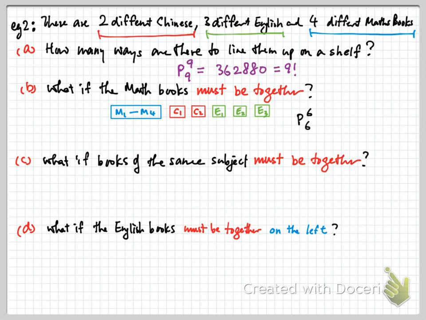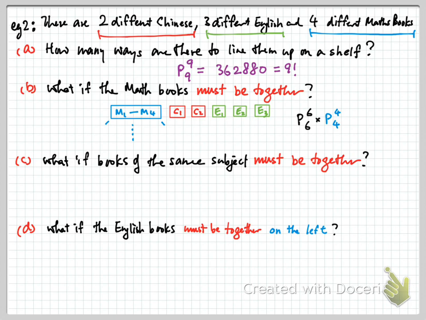And then for each of these 6P6 permutations, you can open up the blue box and line up the 4 maths books inside. How many ways are there to line up the maths books? The blue box, there are 4P4 ways to do that.